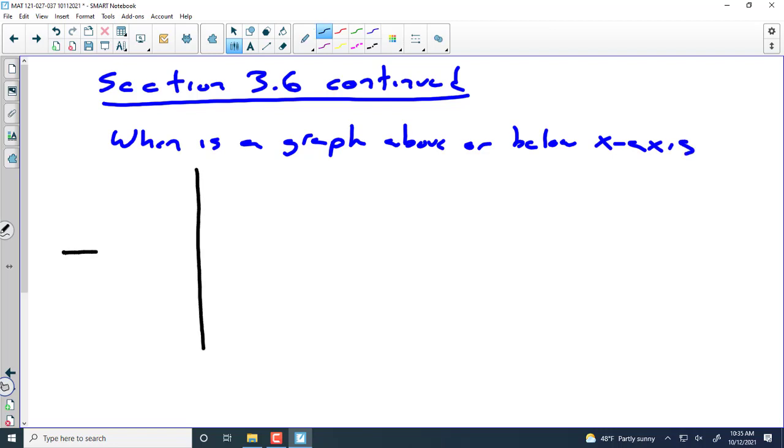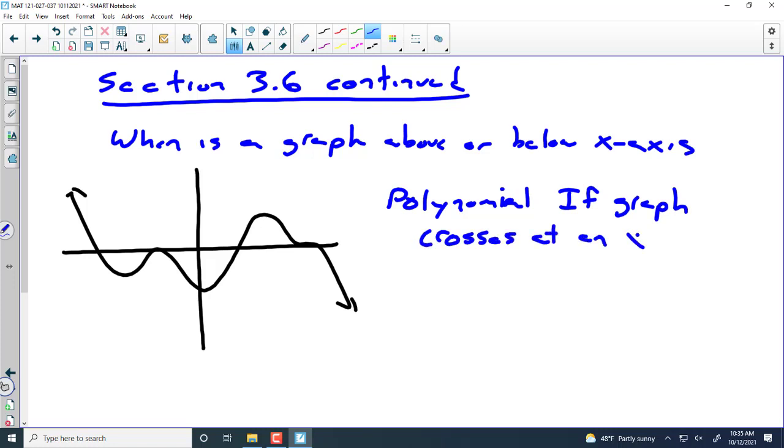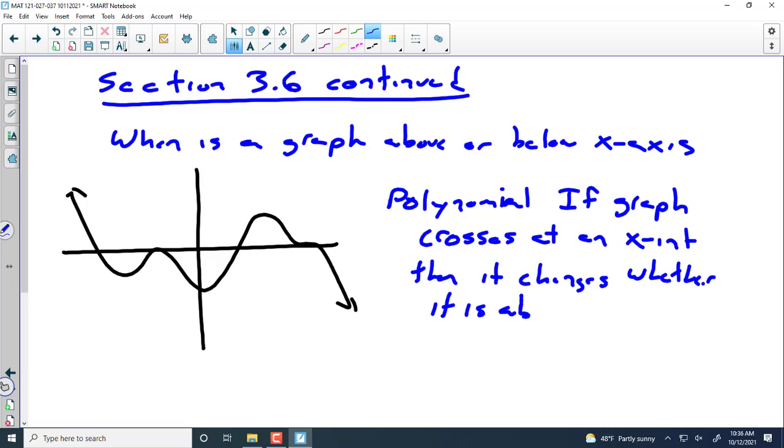And if you were dealing with a polynomial, then what happened was anywhere you had an x-intercept, the graph could change which side it's on, but it didn't necessarily have to. So with a polynomial, if the graph crosses at an x-intercept, then it changes whether it is above or below the x-axis.